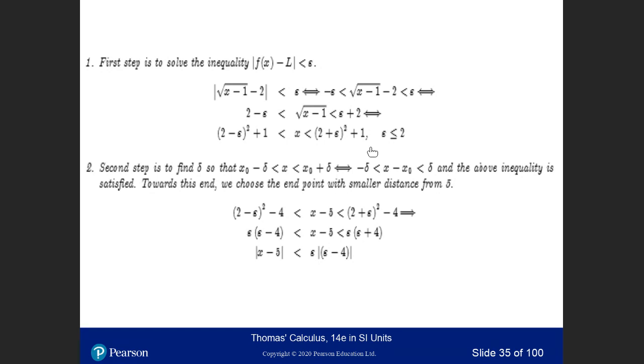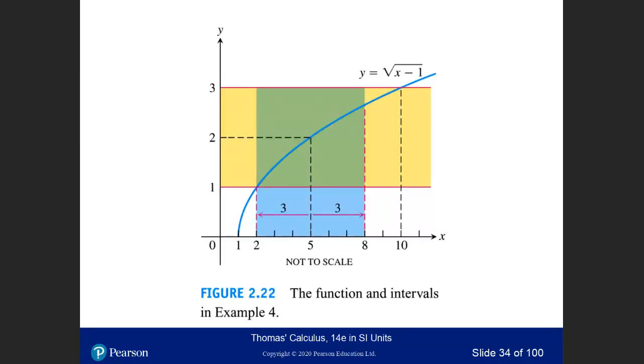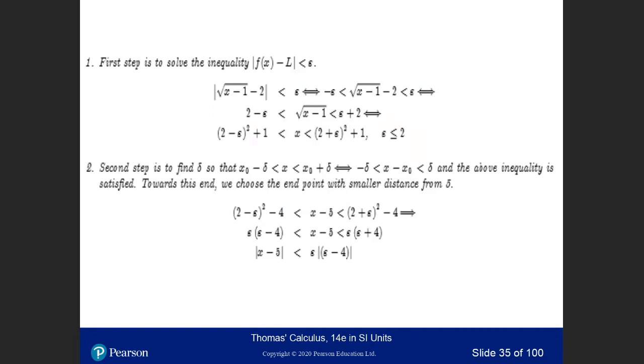So what I'm going to do is I subtract 5 from each side. So I have 2 minus epsilon squared minus 4, less than x minus 5, less than 2 plus epsilon squared minus 4. Now, if epsilon is, as you can see in this figure, epsilon is equal to 1 in this case. So if you substitute that, epsilon is equal to 1.